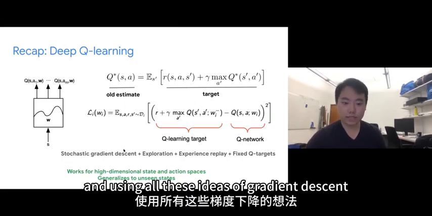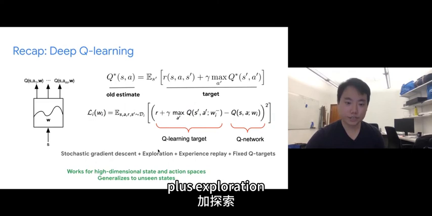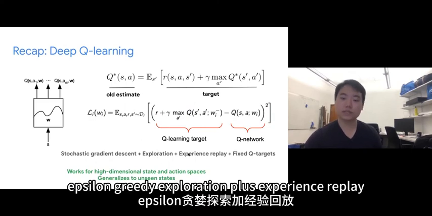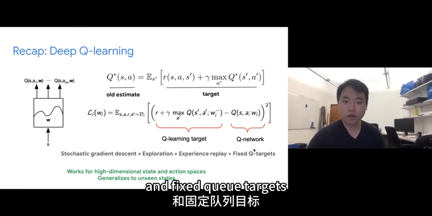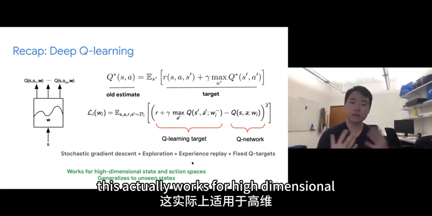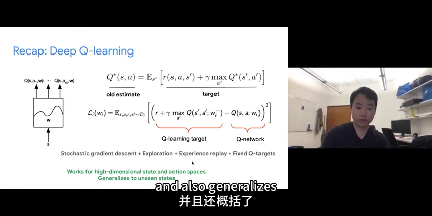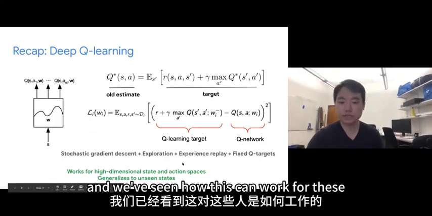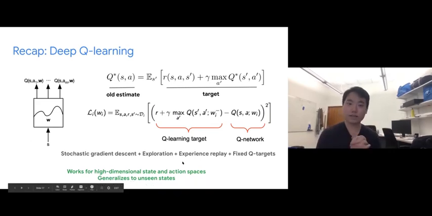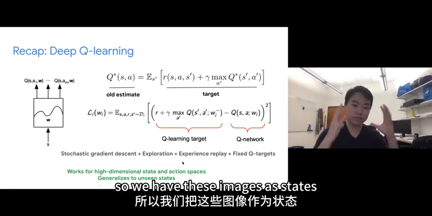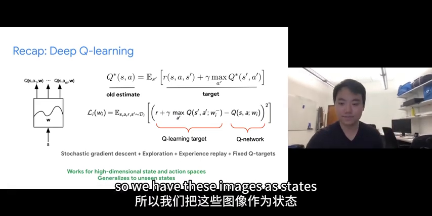And using these ideas of gradient descent plus epsilon greedy exploration plus experience replay and fixed Q targets, this actually works for high-dimensional state and action spaces and also generalizes to unseen states. And we've seen how this can work for these games, including Atari games, where we have these images as states.